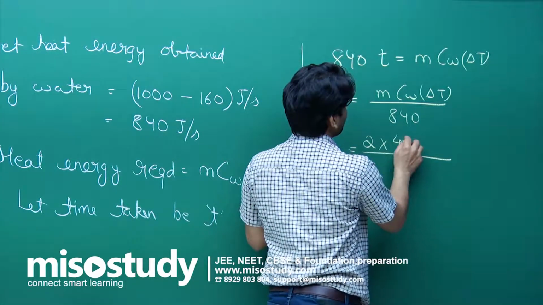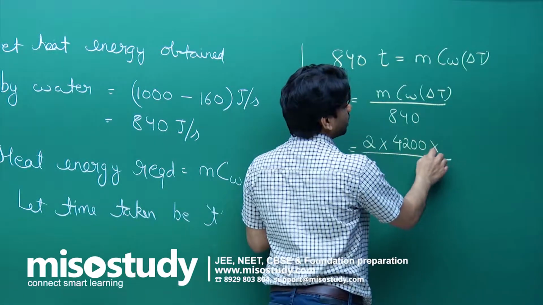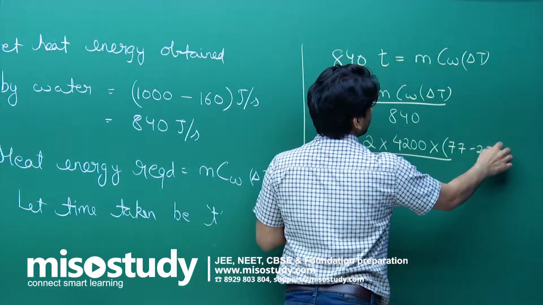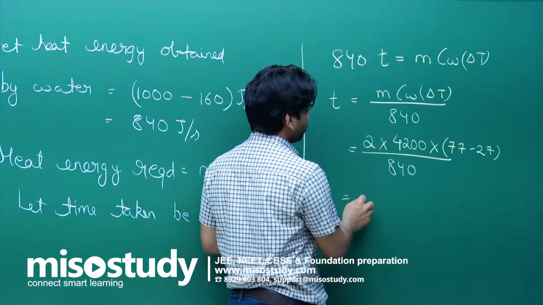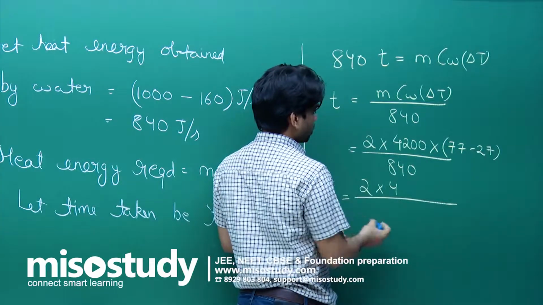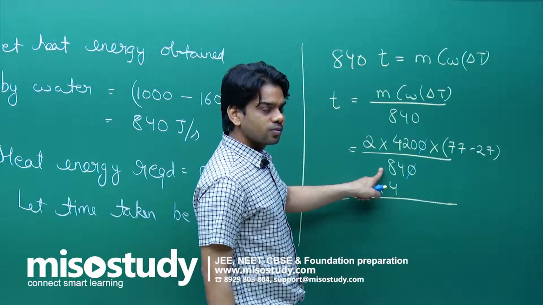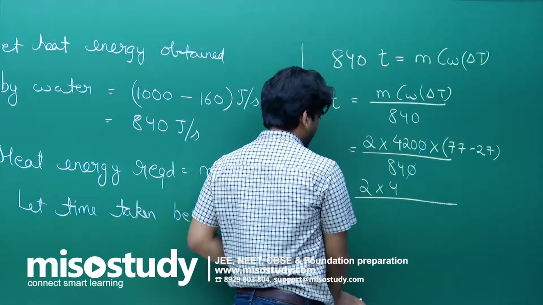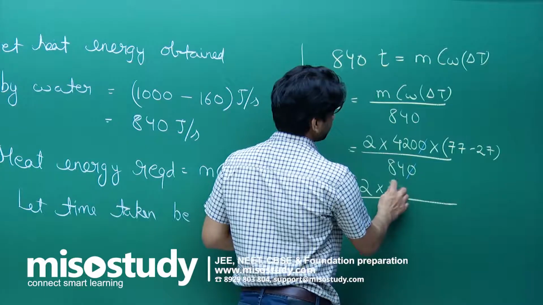So 4200 joule per kg per degree Celsius, 2 kg is the water, multiplied by difference in temperature, that is 77 minus 27, divided by 840. This turns out to be 2 into 4200, we can cancel out this 10 and 10. Rest you see 42 into 2 times it will go, and 10 you are having here. So you will be having 10 by 2, you will get 5.